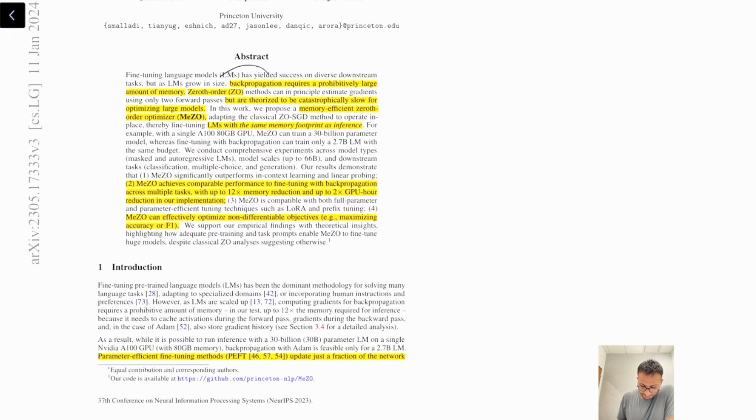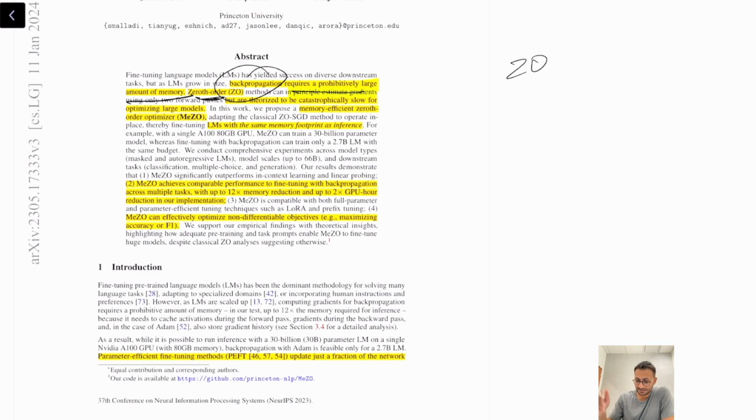Going over the abstract, back propagation requires a prohibitively large amount of memory, and then these guys discuss zeroth order optimization, where the principle is basically to estimate gradients. I think this is the key. So they're talking about estimating the gradients without doing back propagation.